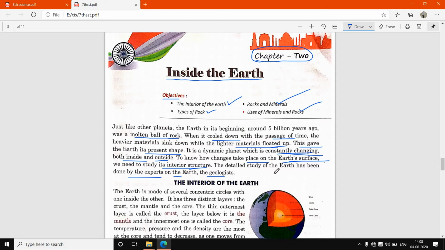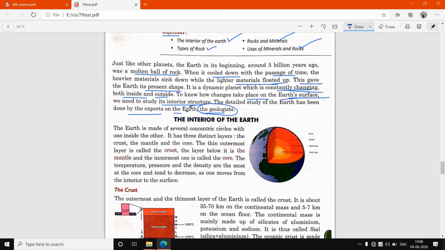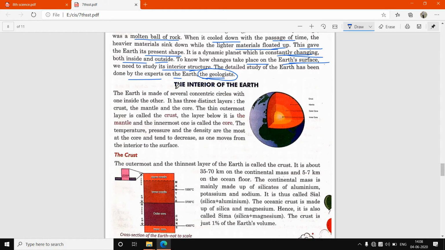The study of the earth has been done by the expert on the earth, that is the zoologist. Those who study the interior structure of our earth, what do we call them? Zoologist. Now today we will see the interior of the earth.